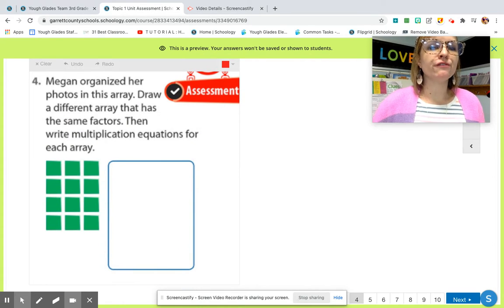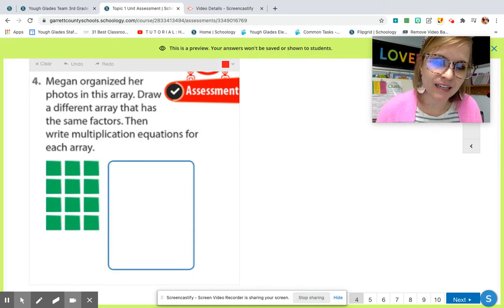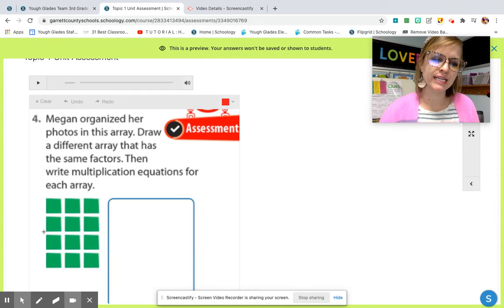Megan organized her photos in this array. Draw a different array that shows the same factors. This is commutative property. We just reviewed this the other day. And then you have to write the flip-flop lollipop equation. You can do this. So look at this array. And there are voice directions here too when you need it.